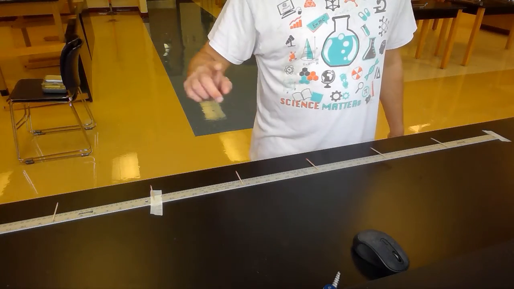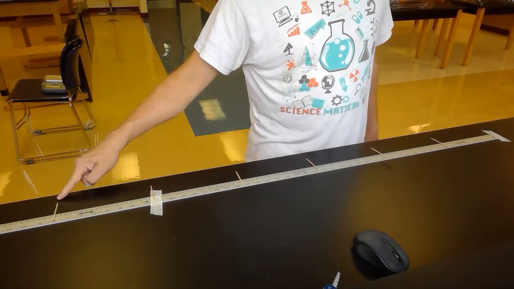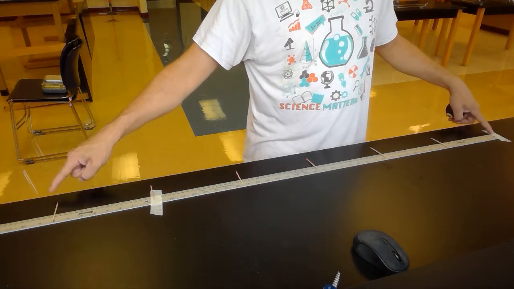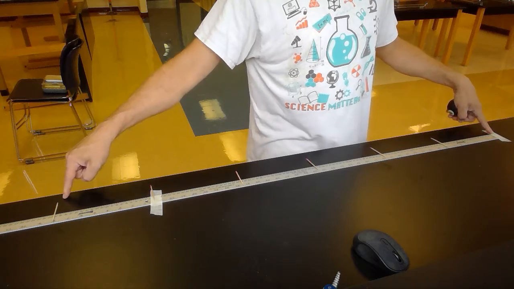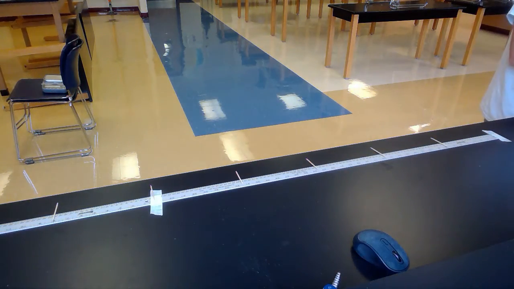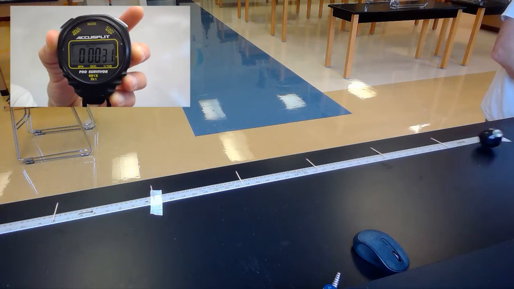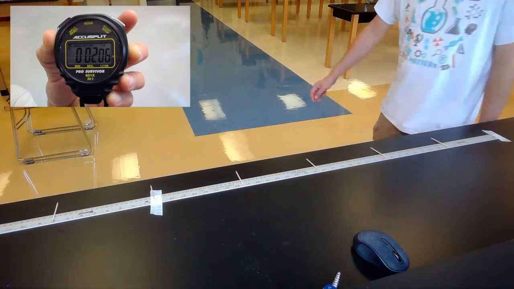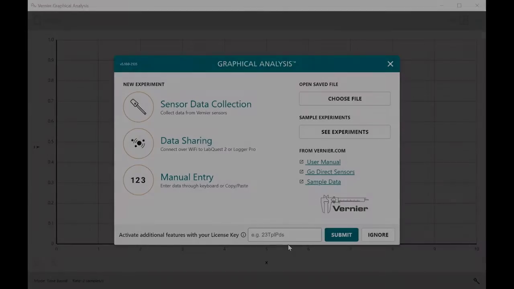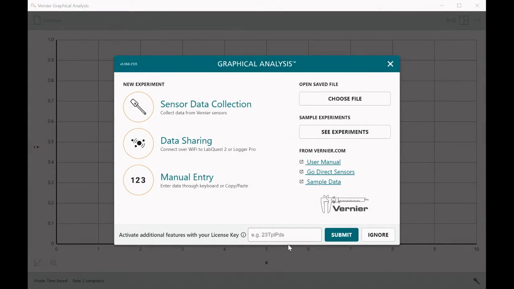Okay, now we're going to go 120 centimeters. That's 1.2 meters. That's over here. So we'll go from the beginning here to 1.2 meters. Okay, so we'll roll the ball. So we've taken our data now, and we're going to make a graph.